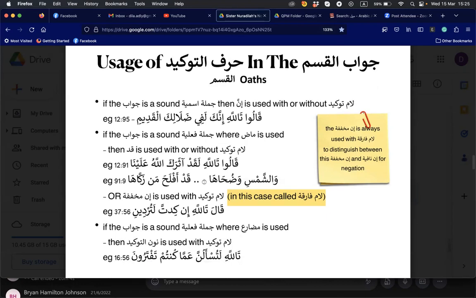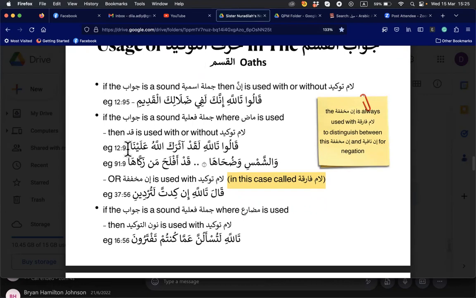Okay. And where the madi is used, then you will have qad. Okay. And qad comes with lam or without lam. So just here, now we have one with the lam, you gave us one just now. Correct. Here, it's the same example here. Tallahi laqad.